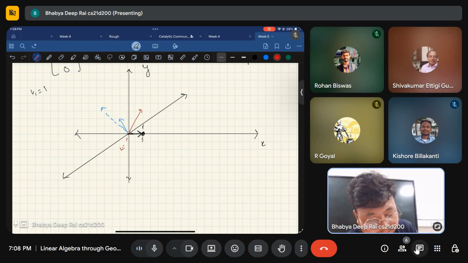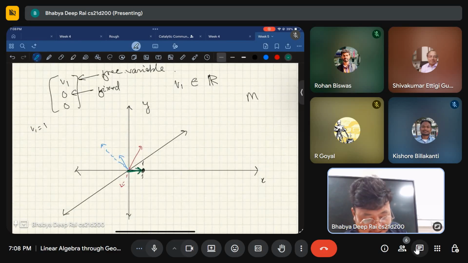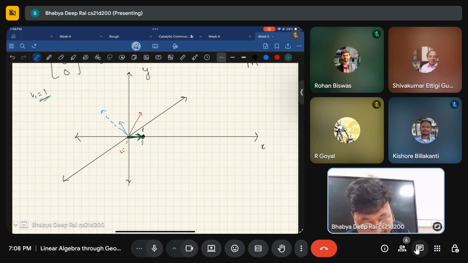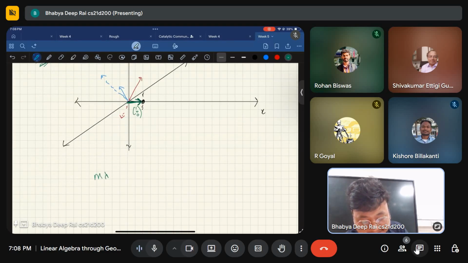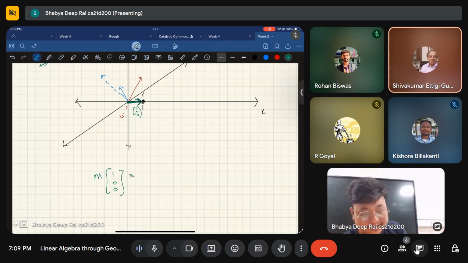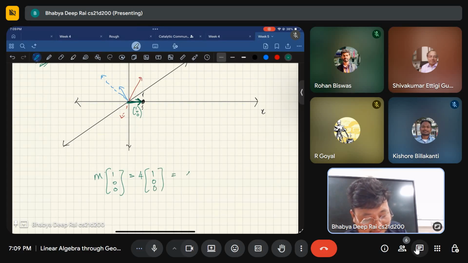But if the vector is of the form v1, 0, 0, which means it could be 2, 0, 0 or 3, 0, 0, let's just look at the case of 1, 0, 0 for now. This gets transformed when you apply matrix M: M times v equals lambda, which for us is 4 at this point, times 1, 0, 0. So it becomes 4, 0, 0.